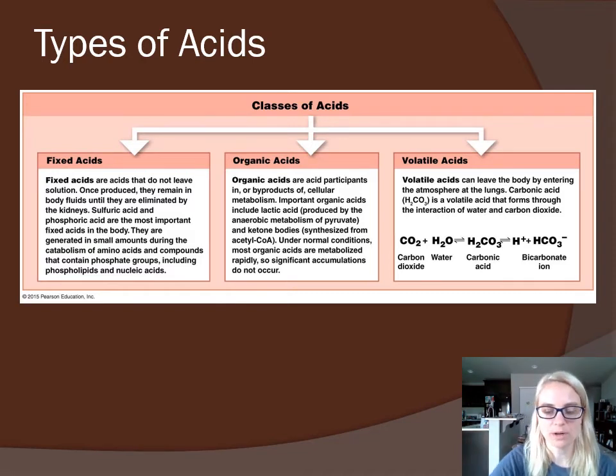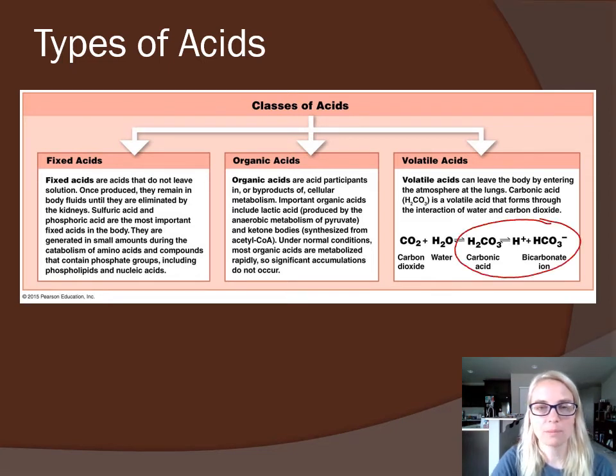So that's the acid part, right? This is the acid part of carbon dioxide. CO2 itself isn't an acid, but when it mixes with water, it produces carbonic acid, which dissociates and produces those hydrogen ions. So that's the definition of an acid. So this volatile acid was really key in regulating our blood pH.